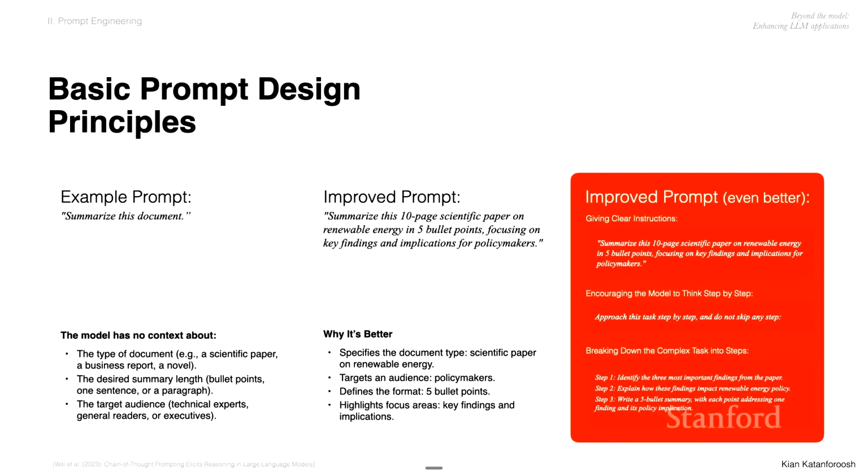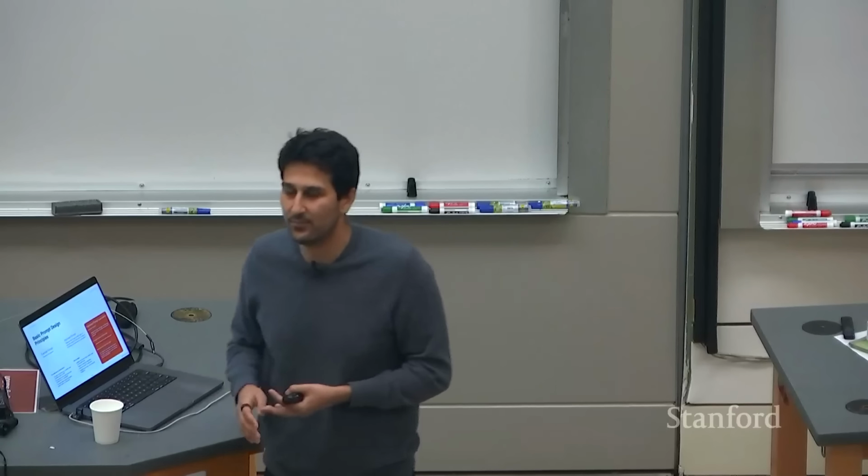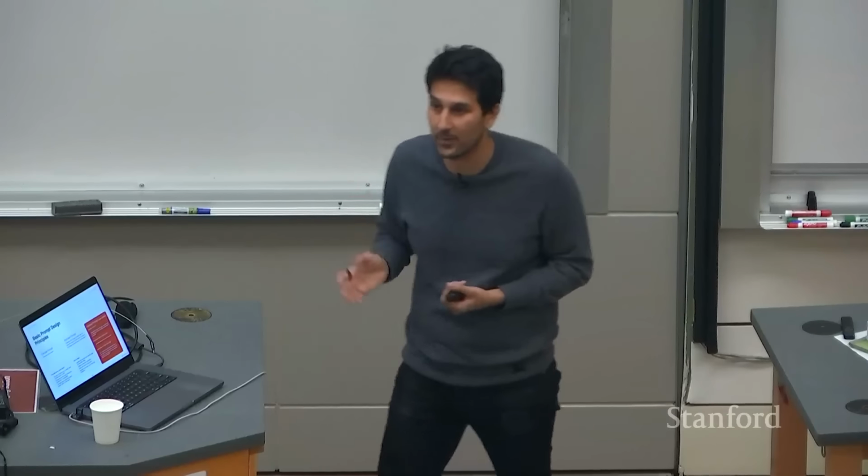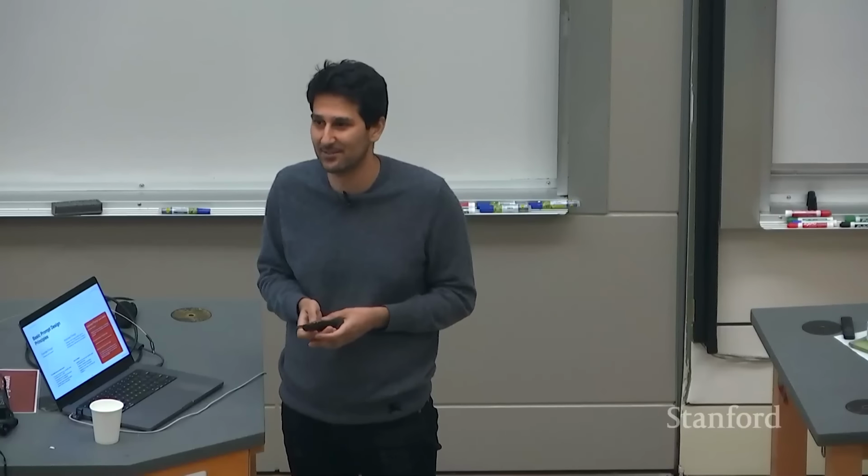This is actually a popular method that's been shown in research to improve results. You could actually give a clear instruction and also encourage the model to think step by step. Approach the task step by step and do not skip any step. And then you give it some steps such as: step 1, identify the 3 most important findings. Step 2, explain how each finding impacts renewable energy policy. Step 3, write the 5 bullet summary with each point addressing a finding, etc. So, chain of thought. I linked the paper from 2023 that popularized chain of thought. Chain of thought is very, very popular right now, especially in AI startups that are trying to control their LLMs.